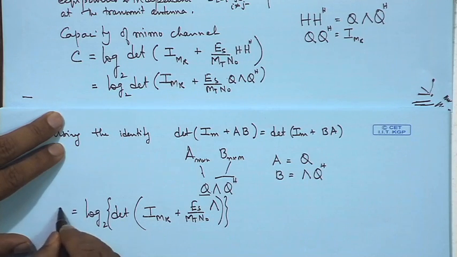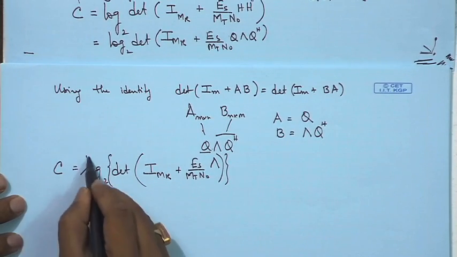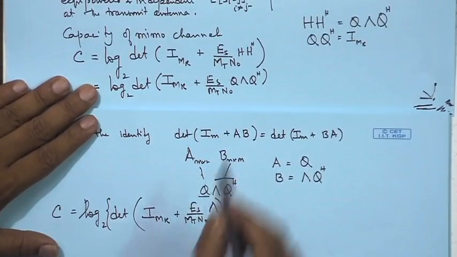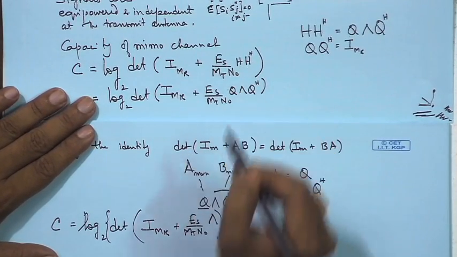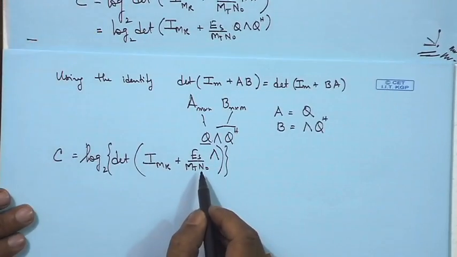log base 2 as the expression of capacity. So, this is the new expression of capacity. This is nothing but from H Hermitian we have taken this factorization, used an identity and modified it in this form.